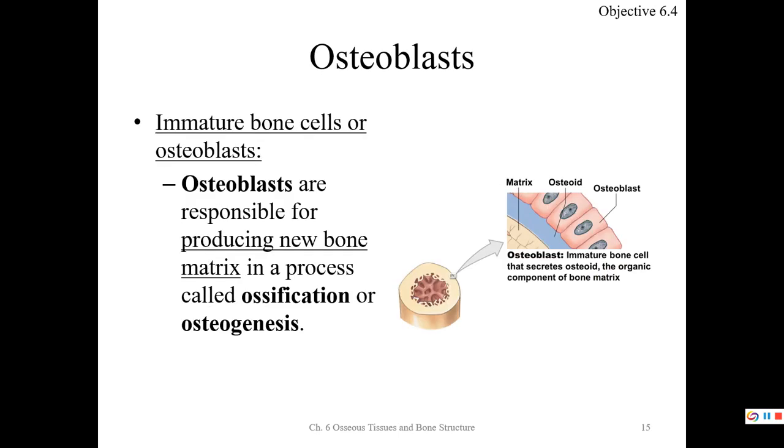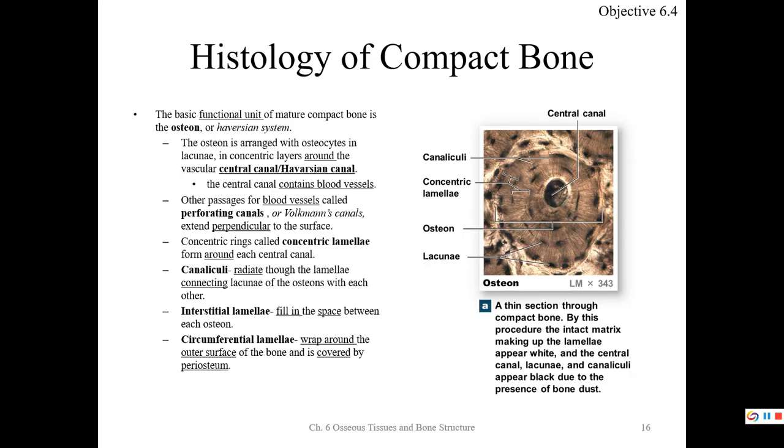Now, osteoblasts, these guys are going to be immature. The osteoblasts are going to produce new bone matrix. This process is called ossification or osteogenesis. If we look at a bone, one of the things we're going to see is its histology. In its histology, we're going to see the basic functional unit called an osteon, sometimes called a Haversian system.